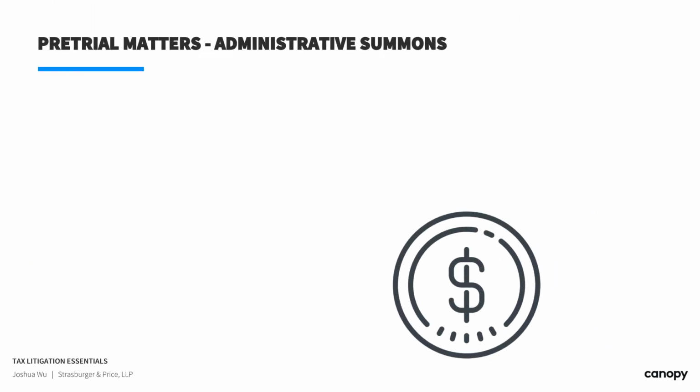Administrative summonses, these are the typical summonses you see in exams. So when the IRS issues an IDR, information document request, and a taxpayer doesn't respond, they can do what's called an administrative summons, okay? Now, generally these aren't used in tax court because tax court has its own discovery methods and the court doesn't favor necessarily using the administrative summons process as a discovery tool in lieu of the tax court discovery methods. But on the other hand, it can be used against the taxpayer.